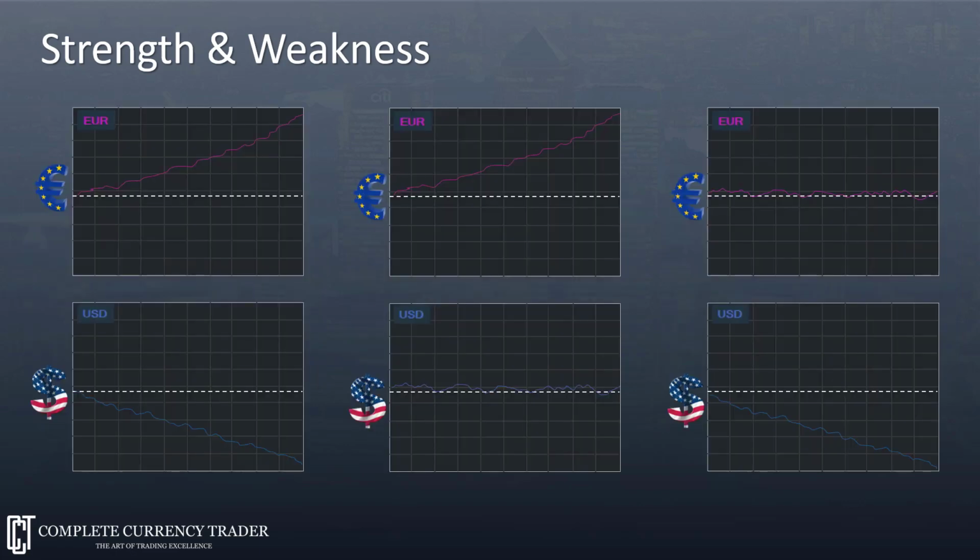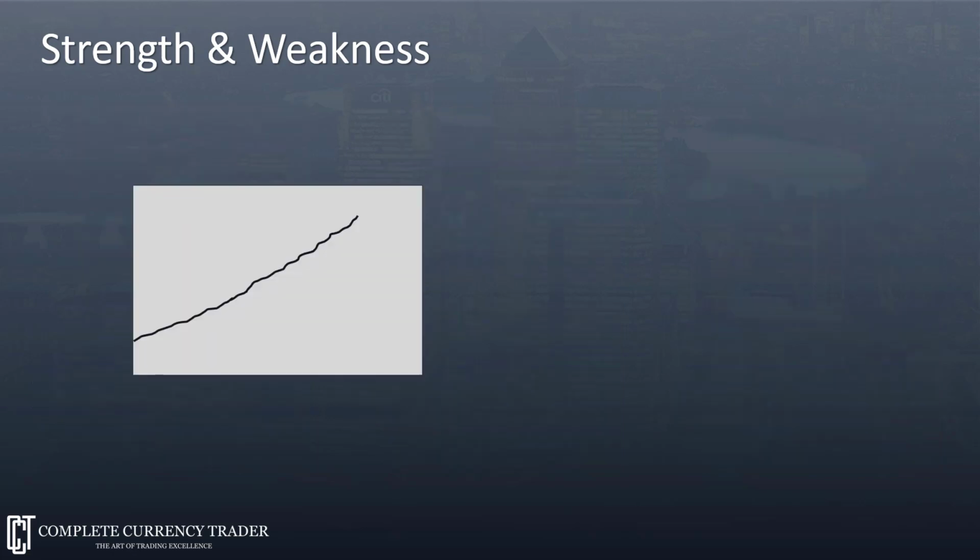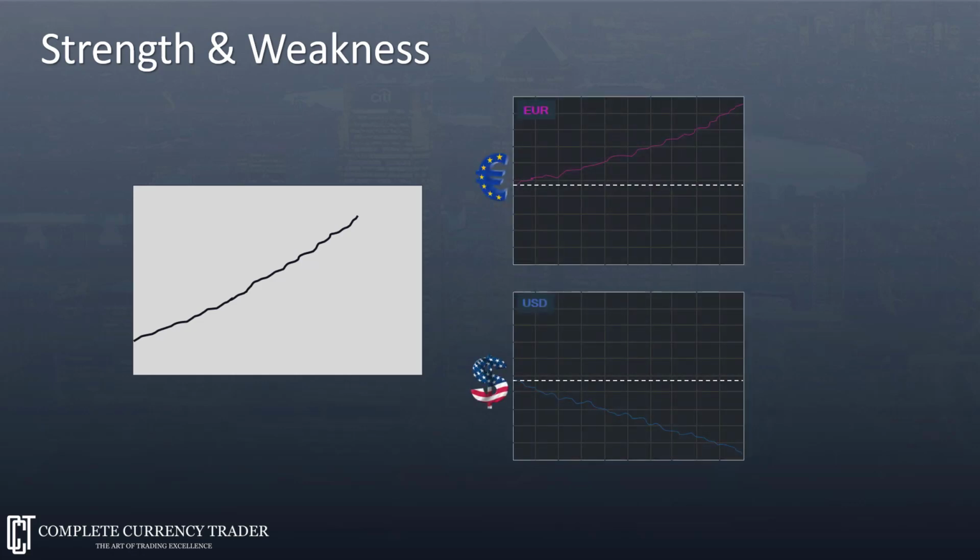Think back to yesterday's lesson and this slide where I explained that a strong currency versus a flat or neutral currency would result in a trend on a pair chart, as would a weak currency versus a neutral currency. All three of these combinations that you can see would result in an uptrend on the euro-US dollar pair. Looking at the pair chart in isolation, you wouldn't know why that trend was happening. Is this because the euro is strong and the US dollar is weak? Or is it because the euro is strong and the US dollar is flat? Or is it because the US dollar is weak but the euro is flat? There's no way of knowing by looking at a chart.